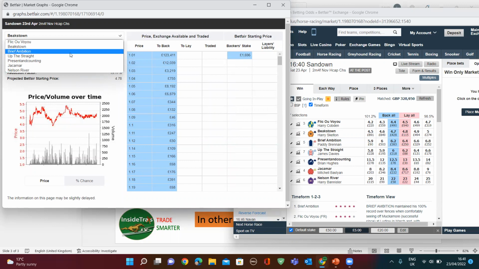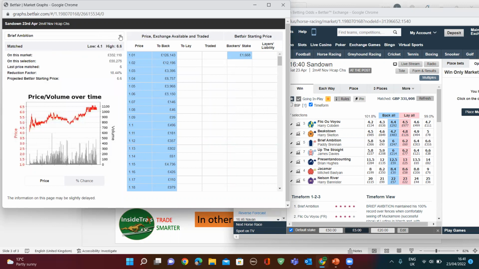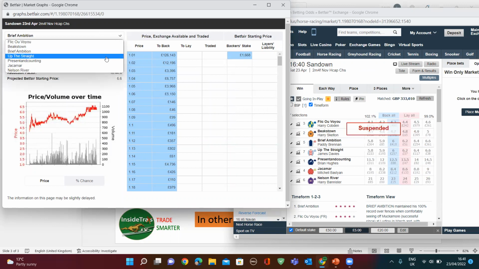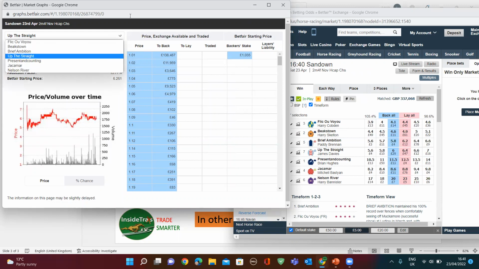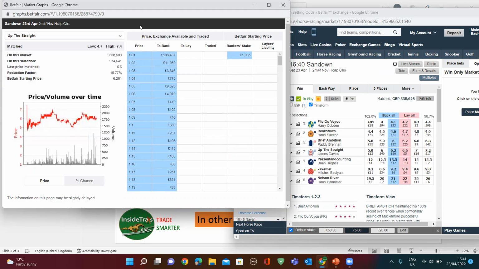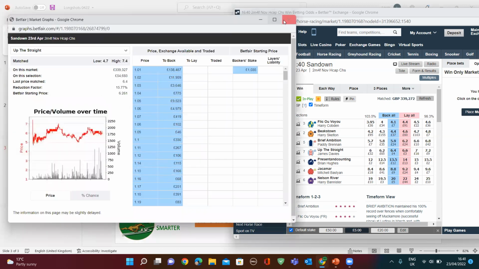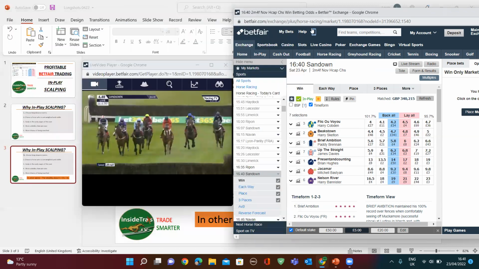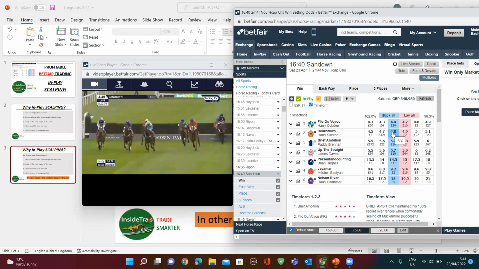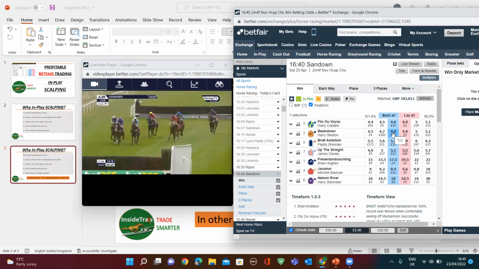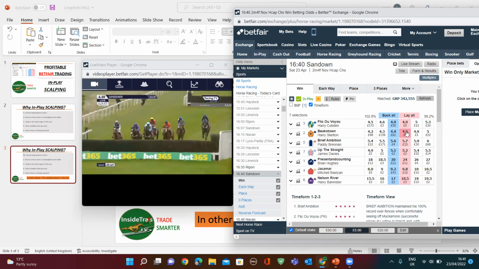The rest, well, we see that Brief Ambition is still drifting up the straight, is still there. So now we're off, okay. I'm going to get rid of this particular graphic, if I can, and we're going to have a quick look at the racing. So they're running, and we can see that Beakstown, we can start scalping Beakstown. He went off at 4.7. We could have done 4.8 there.